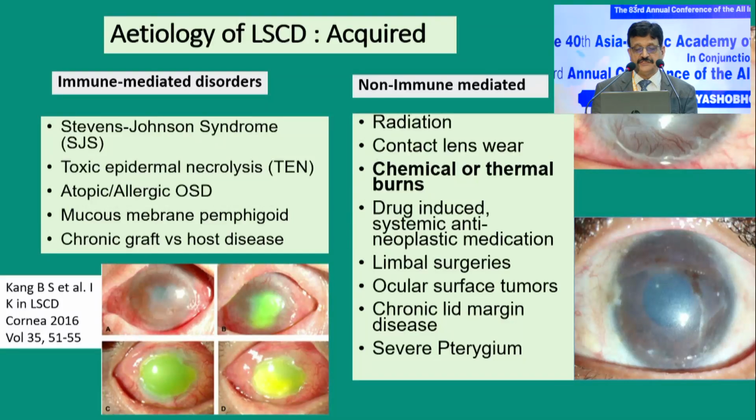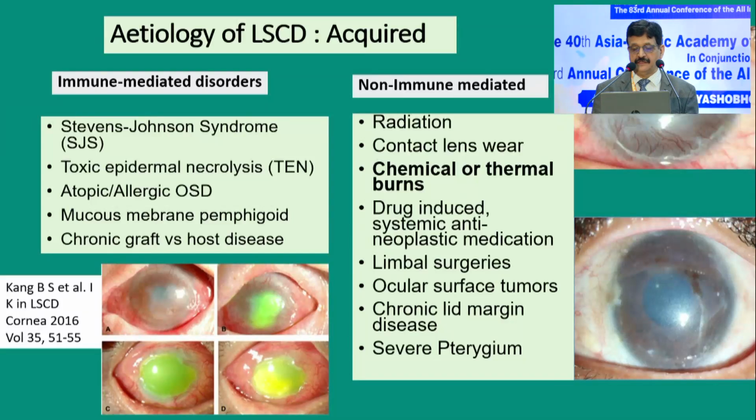Coming to the etiology, we have two groups. One is the acquired group, and in acquired we have immune disorders: Stevens-Johnson syndrome, toxic epidermal necrolysis, atopic disease, mucous membrane pemphigoid, and chronic graft versus host disease. Now, this will be taken up, I think, by Dr. Swapnil Walekar later.